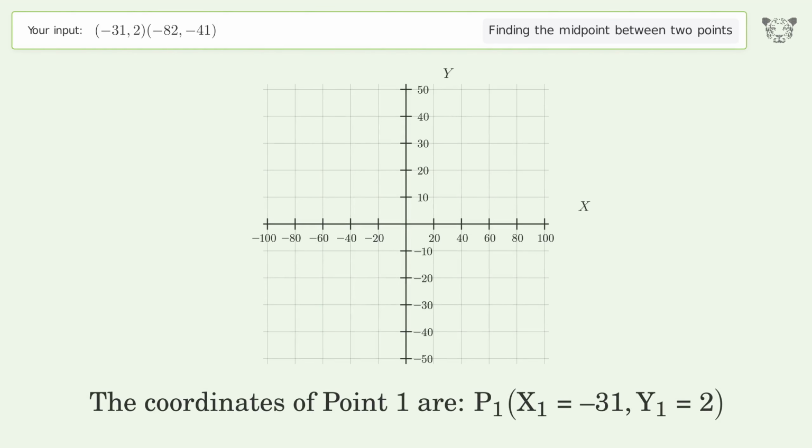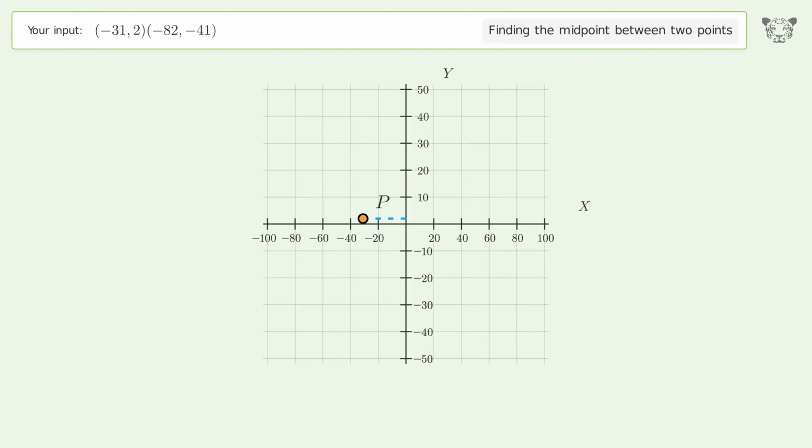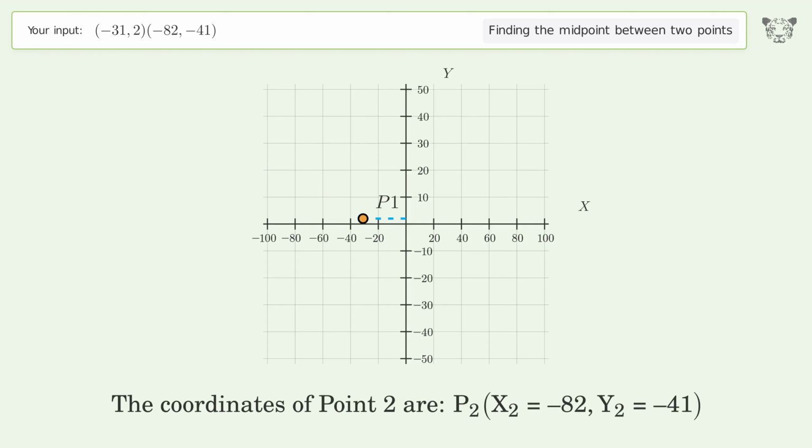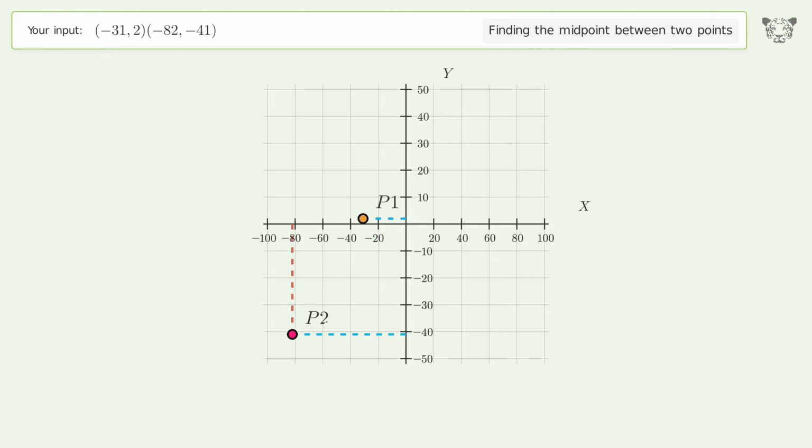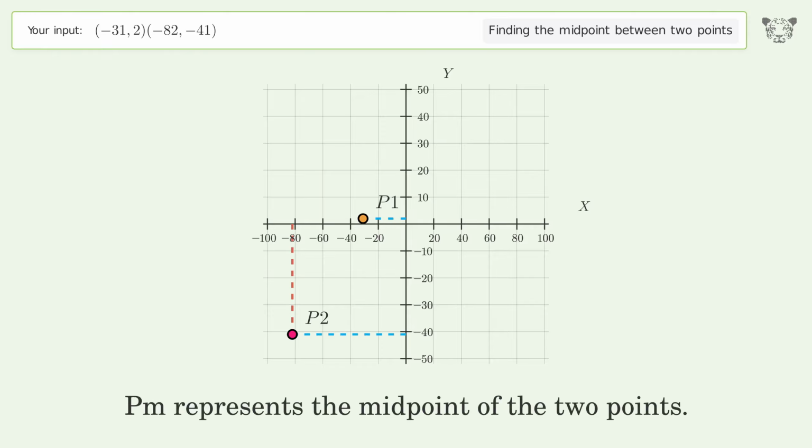The coordinates of point 1 are, x1 equals negative 31, y1 equals 2. The coordinates of point 2 are, x2 equals negative 82, y2 equals negative 41. PM represents the midpoint of the 2 points.